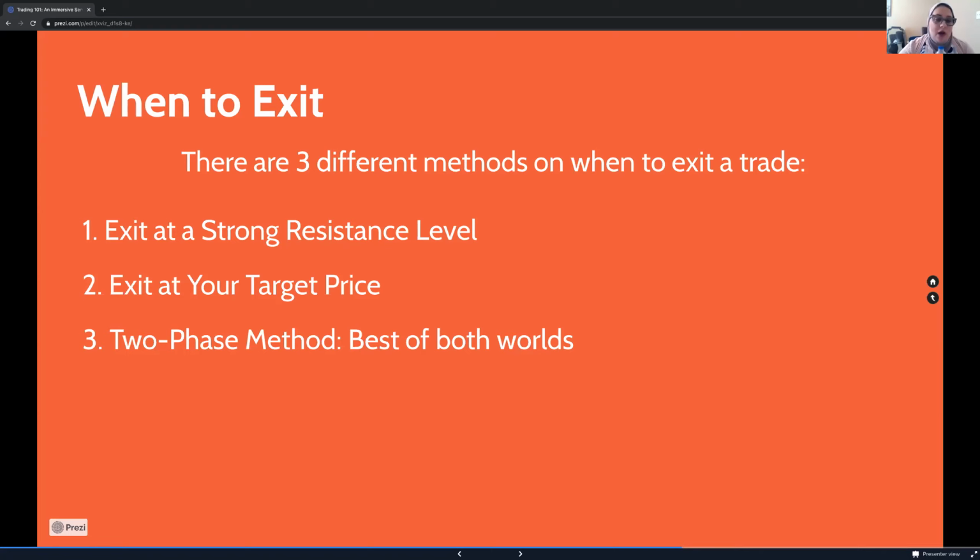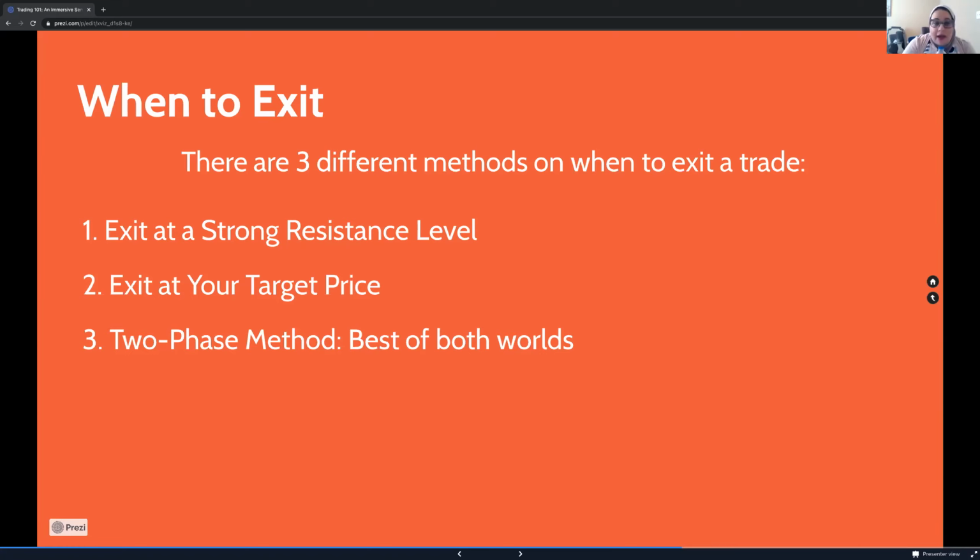So the first one, the obvious one, is you can set your limit to sell when it reaches a level of strong resistance, right? So the top of the red candles, you can just set a sell order at strong resistance. Now, it might take time, but you're maximizing profits, right? So that's one way of doing it.